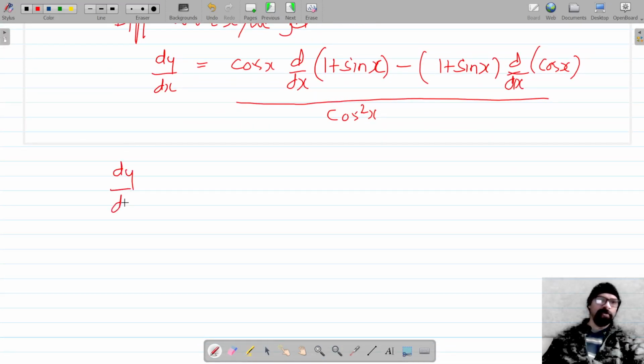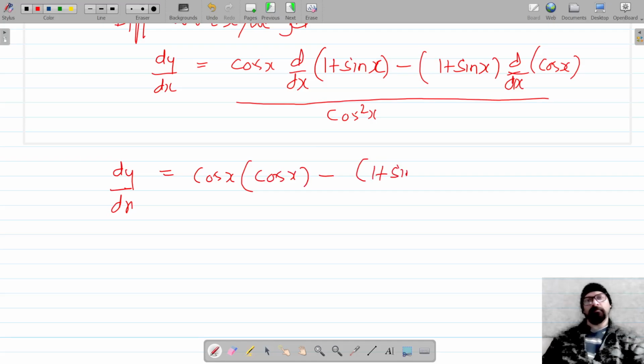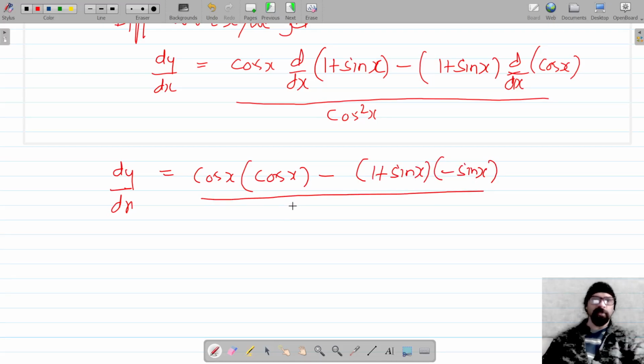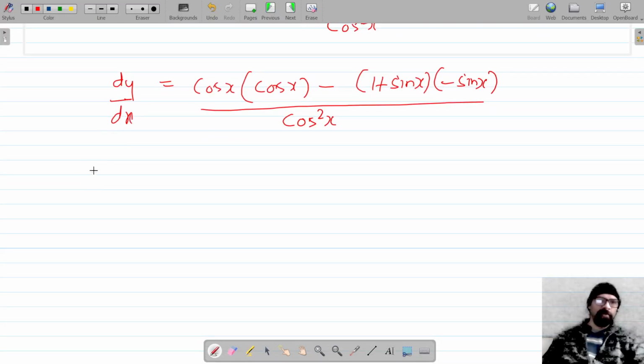So dy upon dx is equal to cos x, and differentiation of 1 is 0, sine x is cos x, so this is cos x minus 1 plus sine x into differentiation of cos x, which is negative sine x, upon cos square x. Okay, this is now dy by dx is equal to cos into cos, which is cos square x, negative, negative is positive.